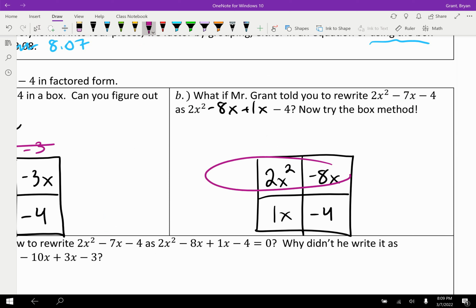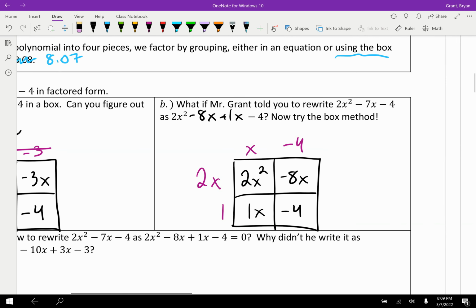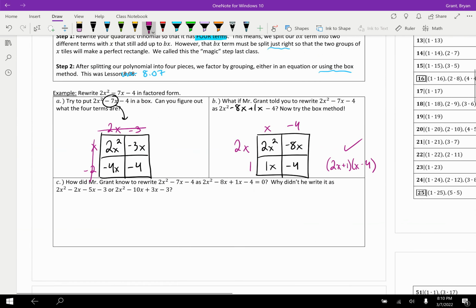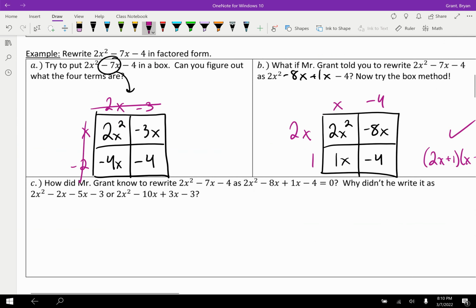Let's see what these have in common. 2x squared and 8x, they each have a 2 and an x. 2x times what is 2x squared? That's 2x times x. This one's got to be negative 4. This one's got to be 1. And bonus box, phew, that one checks out. So the correct way to factor then is, of course, 2x with a positive 1 and x with a minus 4. Hooray! Okay. Now, how did I know to rewrite that?